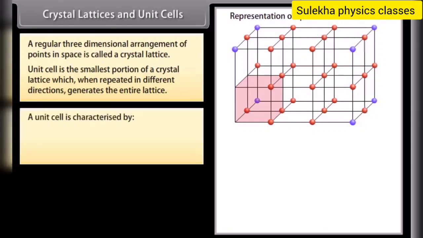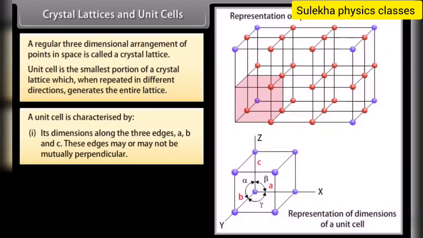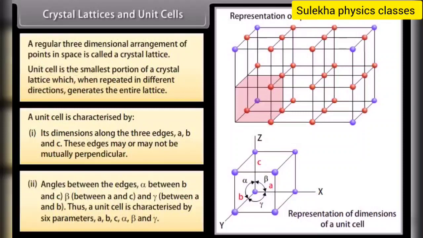A unit cell is characterized by 1. Its dimensions along the 3 edges a, b, and c. These edges may or may not be mutually perpendicular. 2. Angles between the edges: alpha between b and c, beta between a and c, and gamma between a and b. Thus, a unit cell is characterized by 6 parameters: a, b, c, alpha, beta, and gamma.